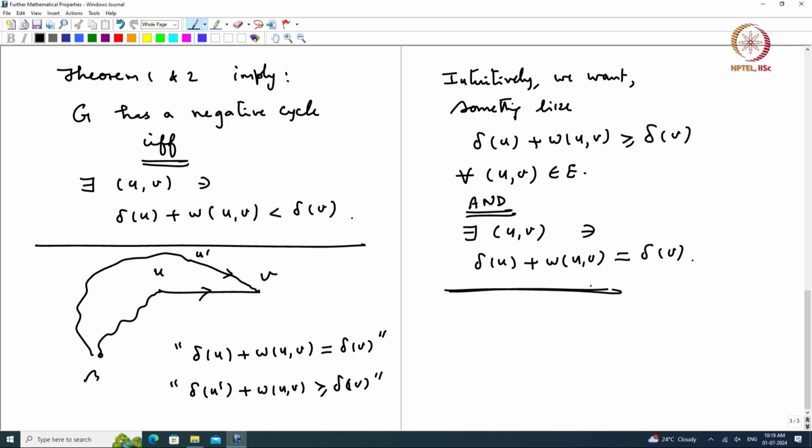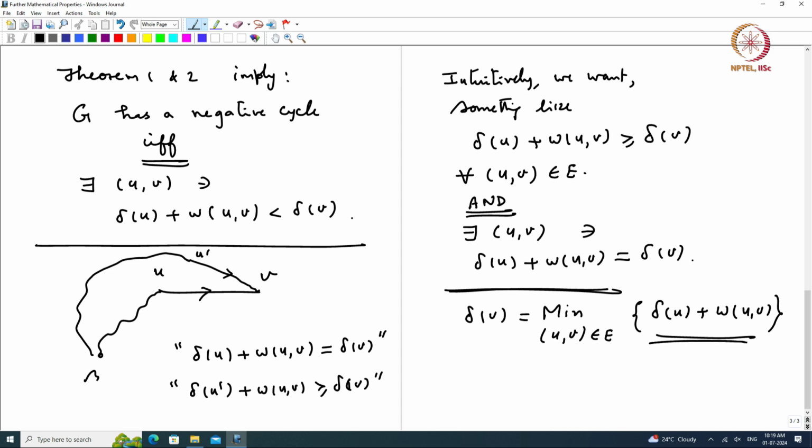If this is the case, then we can write something like delta v equal to minimum over (u, v) belonging to E of delta u plus weight of (u, v). Calculate all these values, take the minimum, you will get delta v.